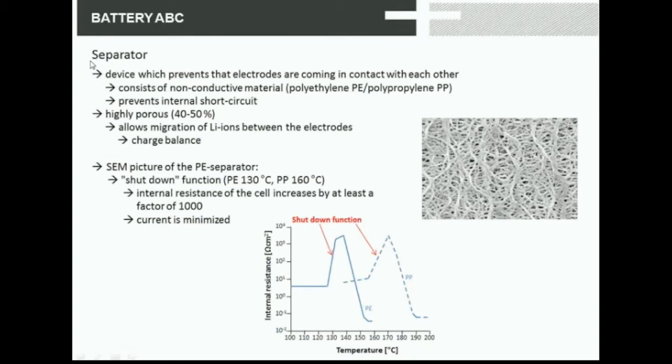Yes. Some safety features are a part of the cell. It's a separator, and this separator can have what we call a shutdown function as well. When it comes to too high temperatures, for example, polyethylene at 130 and polypropylene at 160, the internal resistance of the cell increases at least at the factor 1000. This means it shuts down. The current is minimized.